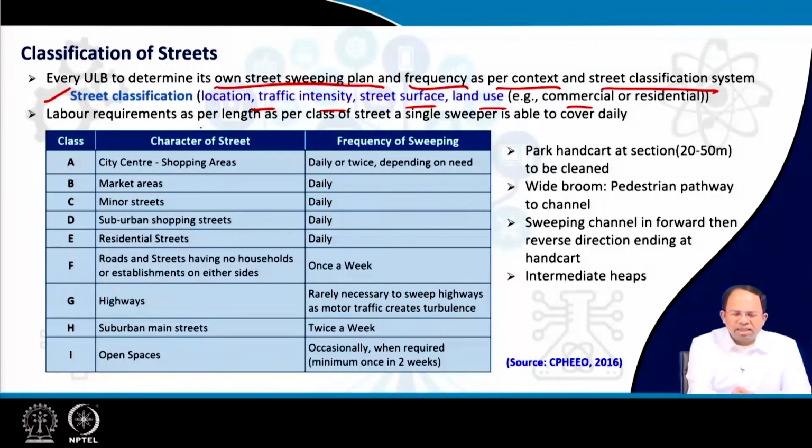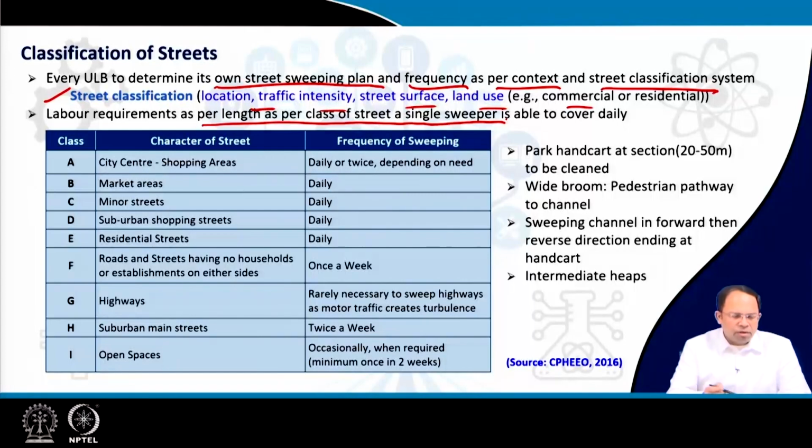So, labor requirement is given as per length and as per class of the street. It depends on the length of the street, how much you can sweep, and also on the class of street, because for some classes the roads are wider and the amount of dust is also more. So, all these things play a role in determining what length a person can cover for different classes of streets.